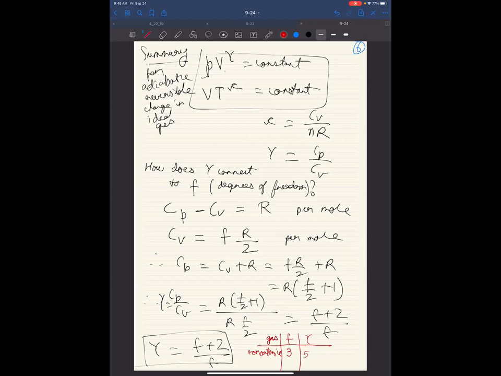5 divided by 3. If we go to a diatomic gas, then you have 3 degrees of freedom, but now you have 2 rotations as well, so it becomes 5. And in this case, you get gamma of 7 divided by 5. And you can calculate it for anything.